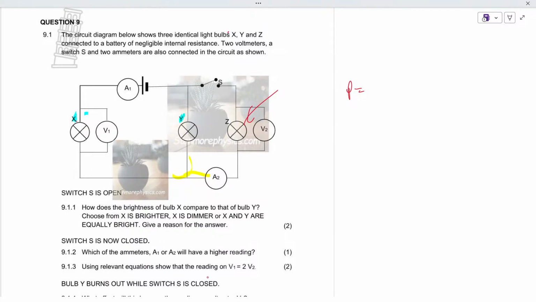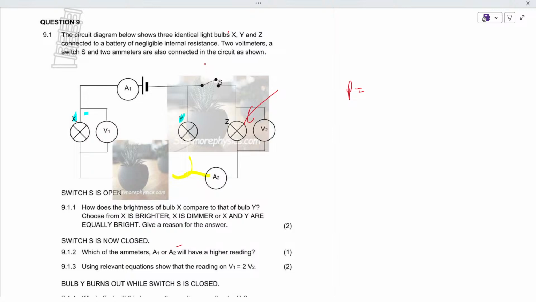Use the relevant equation to show that the reading on V2 equals 2 times the reading on V1. So here's your V1, here's your V2. Show by calculation that the voltage on V2 will be 2 times the voltage on V1. What do they mean by that? How do you show it with calculations?